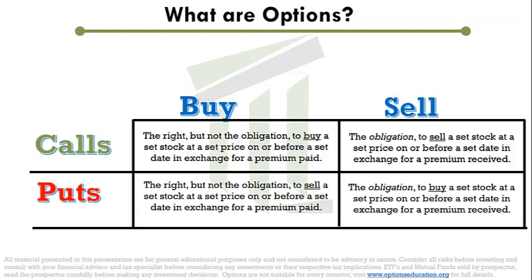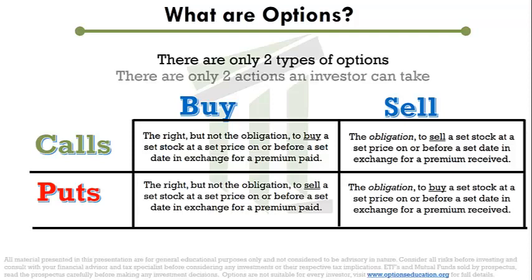Now, in our prior presentation, we talked about buying options as a replacement for stock. And this can be done in traditional retirement accounts. This can be done in individual accounts. This can be done in many, many different types of accounts. Today, we're going to talk about selling options.